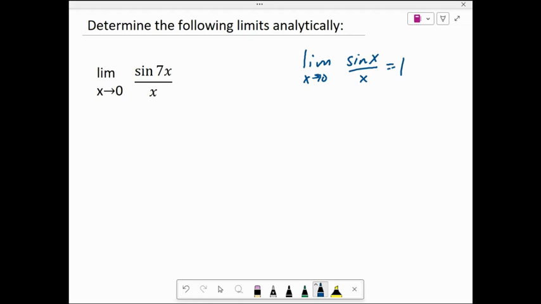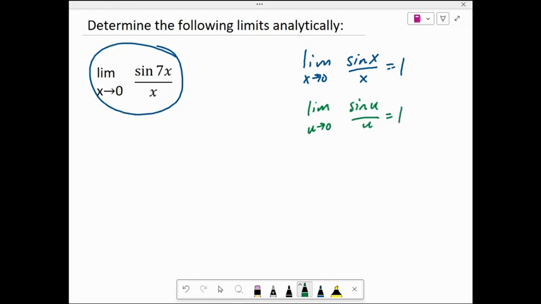We have this limit. The question is, how do we use that to solve a limit that's slightly different than that? A couple things we want to point out: what's important is not the x, but if we had the limit as u approaches 0 of sine of u over u, we would still expect that limit to be 1. In essence, anytime the angle and the value are both heading to 0, we would expect the limit to be 1 as long as the angle, x here, and the denominator agree.